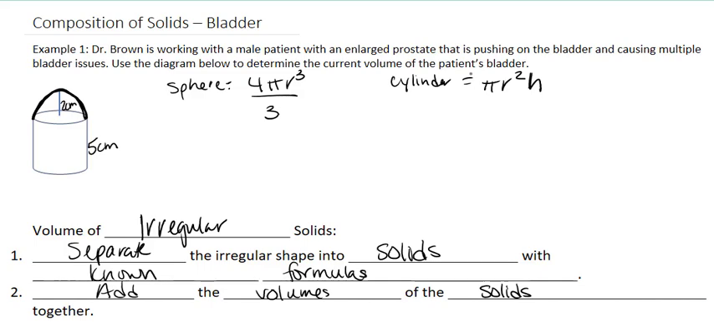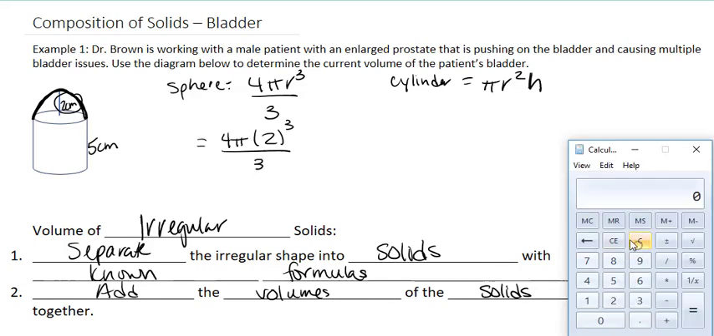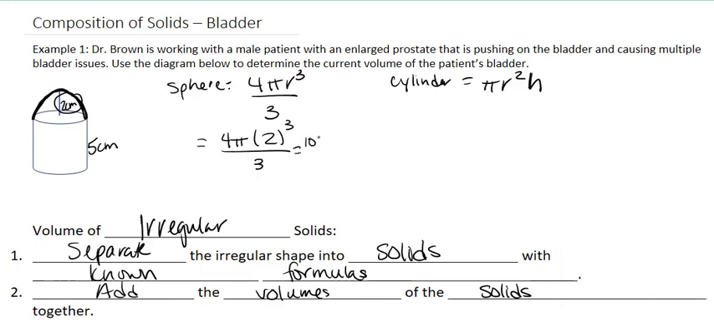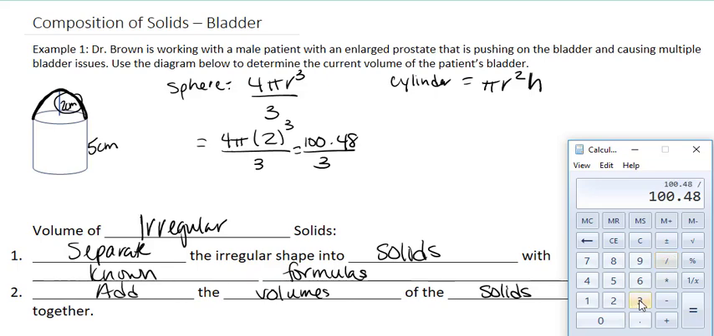We notice that the r, which is shown right here, is 2 centimeters. So we would go 4 pi 2 to the third power divided by 3. When we get our calculator out, we'd go 2 times 2 times 2 equals 8. Then we'd multiply it by 4 times 3.14, which gives us 100.48. We're going to divide by 3, and this gives us 33.49.